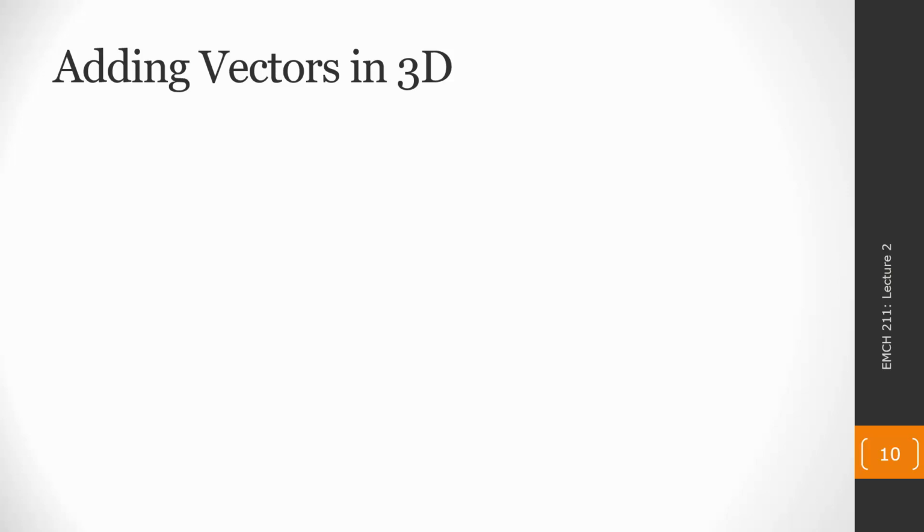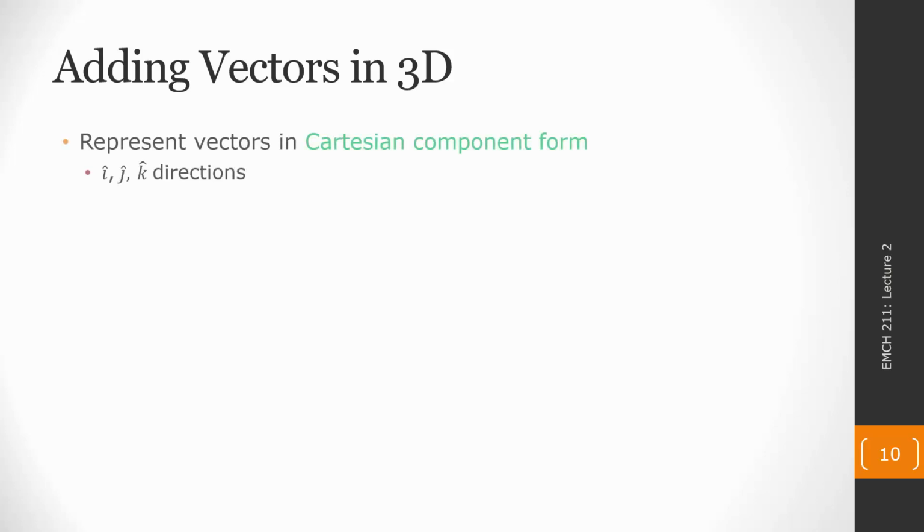Now that we've seen how we can add vectors together in 2 dimensions by breaking them down into their Cartesian component form, let's extend that now to working in 3 dimensions. So the idea is still going to be basically the same. We need to represent all of our vectors in Cartesian component form before we do any operations. The difference now being that there's going to be an i, a j, and a k component in this Cartesian component form, the k representing how much of our vector is in the z direction.